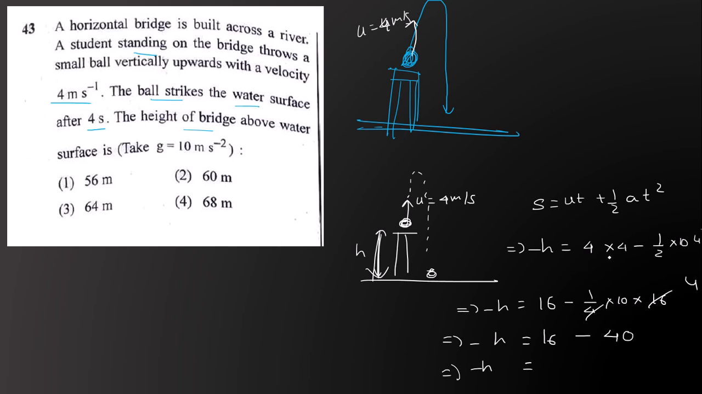I think I made a mistake here, so this is 10, this will be equal to 2, and this is 8, so this will be 80. So ultimately it will be equal to minus 64, so the answer is 64.